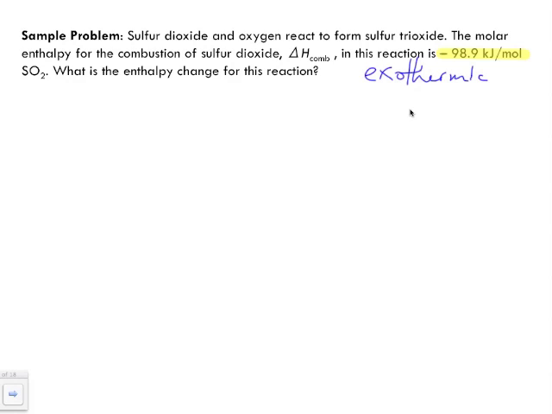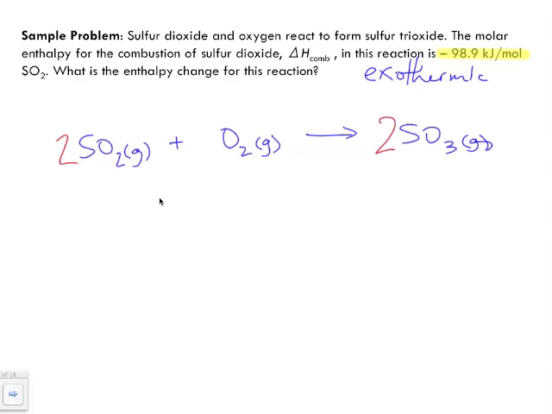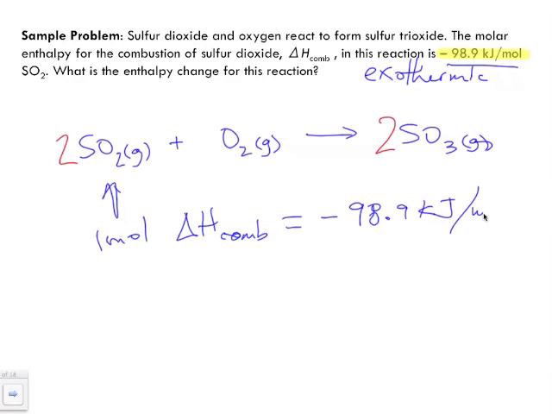So what we're going to do is write a balanced equation. We know we have sulfur dioxide gas, and it will react with oxygen gas to form sulfur trioxide gas. To balance this, our numbers will be as follows. We put a 2 here and a 2 here. However, for this reaction, we have this based on 1 mole. So 1 mole of sulfur dioxide has a change in enthalpy for this combustion reaction of minus 98.9 kilojoules, again, for every 1 mole. But we don't have 1 mole, we have 2 moles.